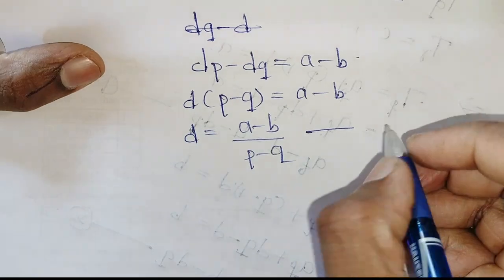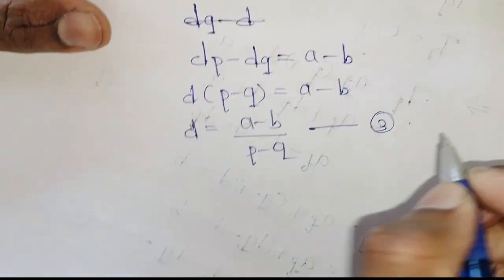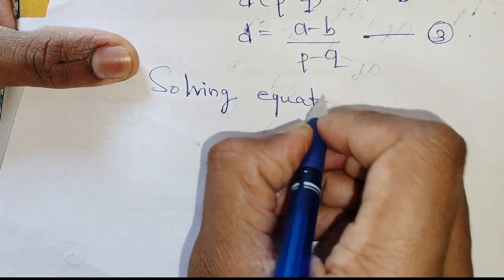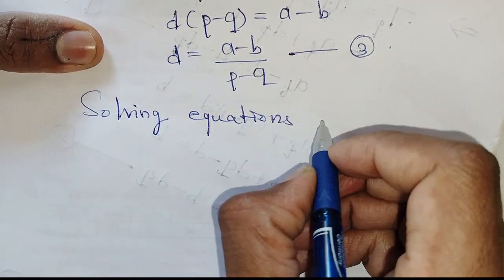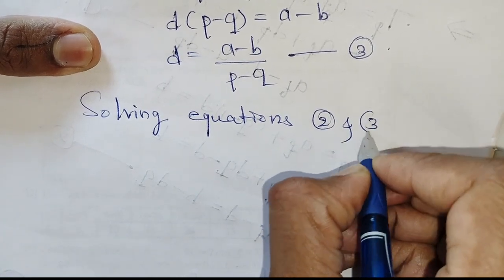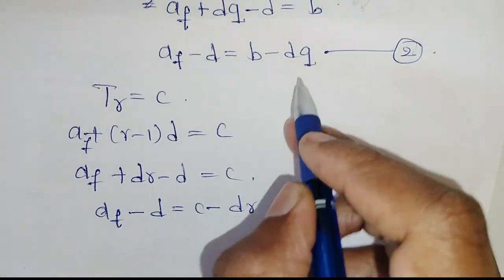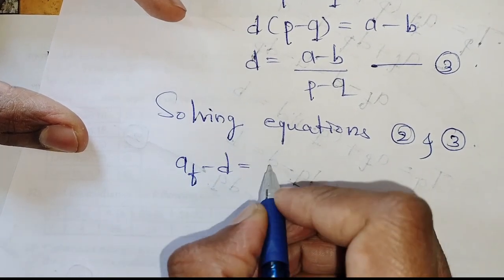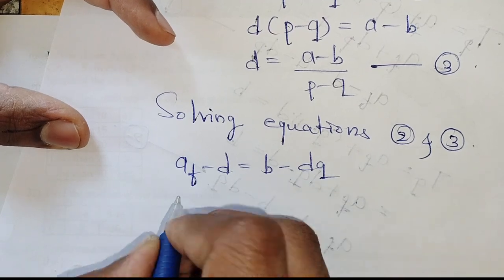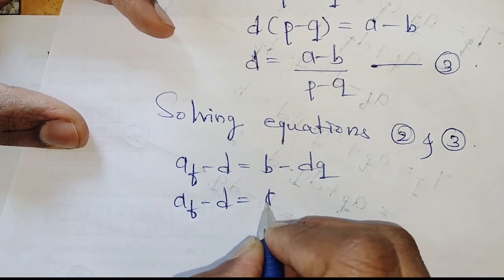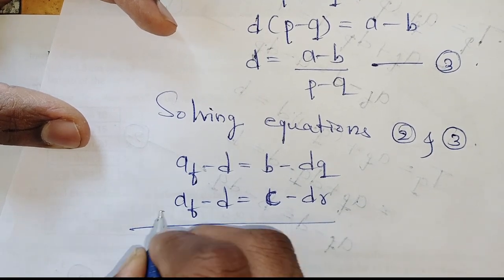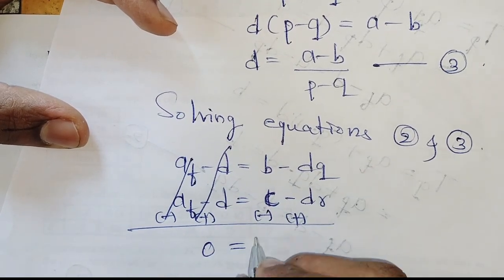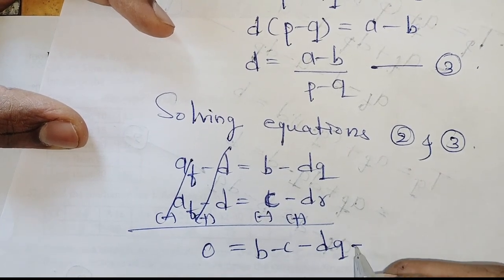Let this be question number 3. Another solving: these are the 2 and 3 equations. Solving them, that is solving a minus d equals b minus dq and a minus d equals c minus dr, we change the signs. And this becomes 0, and this becomes b minus c minus dq plus dr.